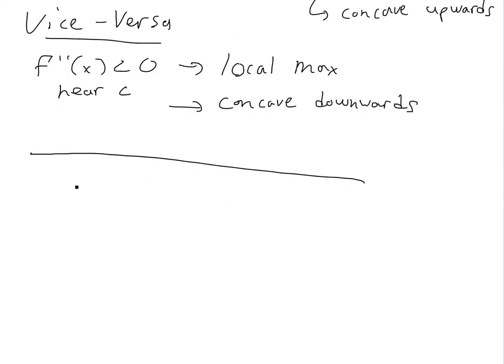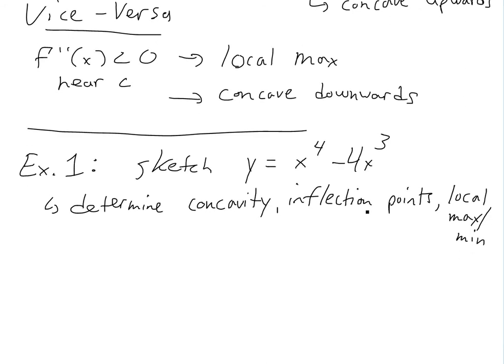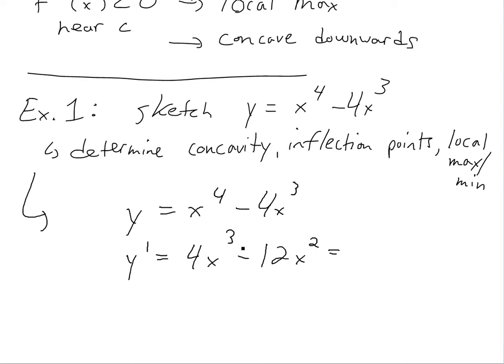Let's go with example 1. Example 1 states: sketch the equation y equals x to the 4 minus 4x cubed, and determine concavity, inflection points, and local maximum wherever they occur. To start off, we have to take the derivative. First, let's write the equation down up here. The first derivative, using the power rule, is 4x cubed minus 12x squared. You can simplify this by taking 4x squared out, giving 4x squared times (x minus 3).